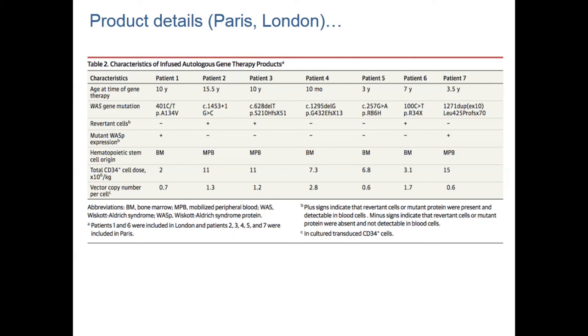We know now in these studies that the dose of corrected cells is important, and the dose that we're giving to these patients is between 2 and 11 million per kilo. We would now say that around 2 or 3 is pretty marginal in terms of dose for effect, but you'll see that in fact it does have an effect. This is just some data that I can go over quite quickly.